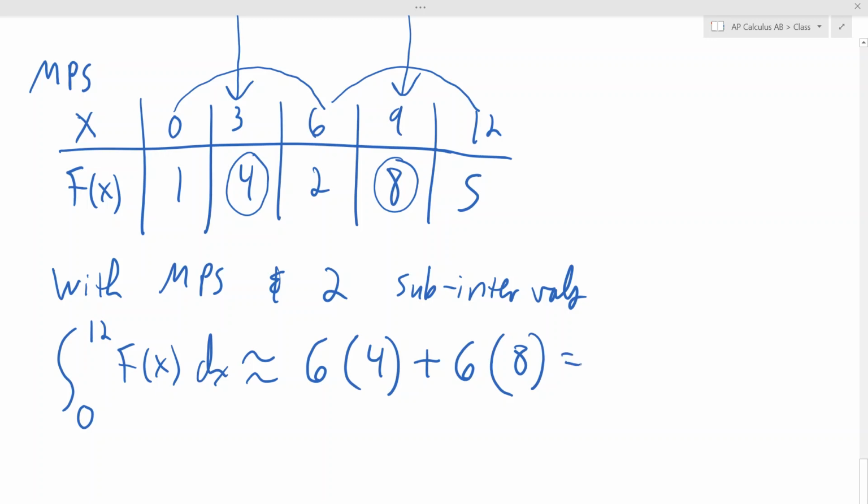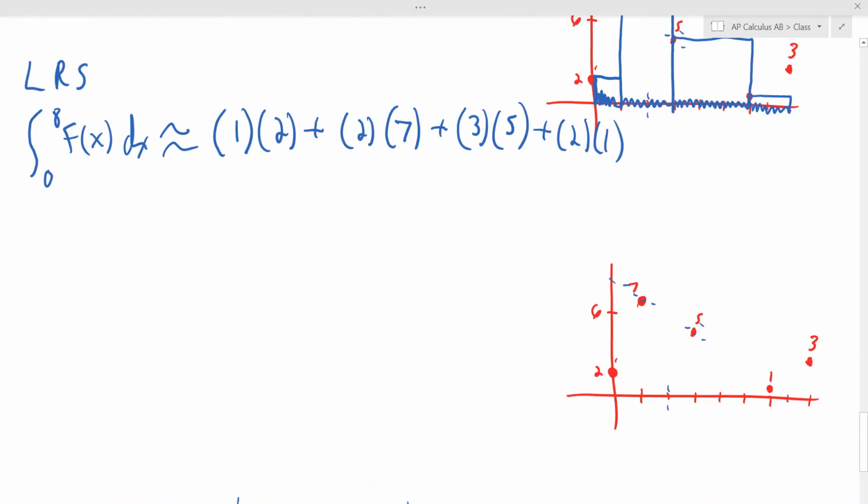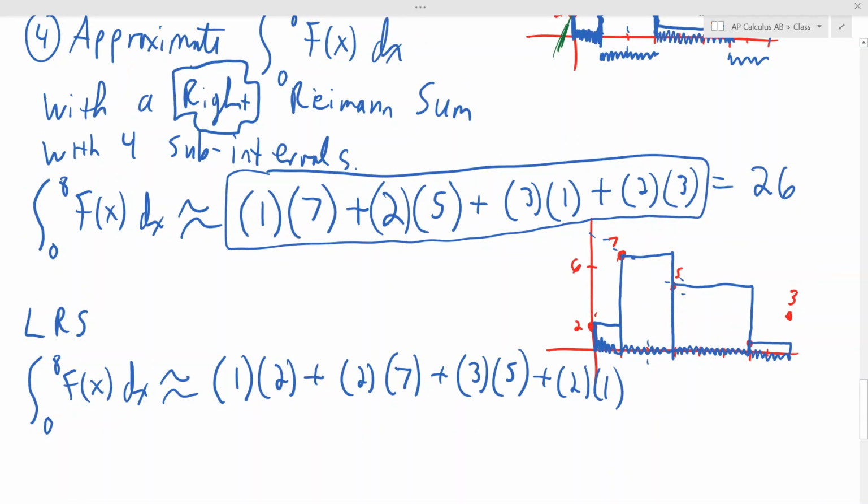I don't know, what is that? 72? 72. Hopefully that's right. Okay. Yeah, 6 times 12. Okay. All right, so that's that. So those are the 3 rectangle ways they'll ask you to do it.